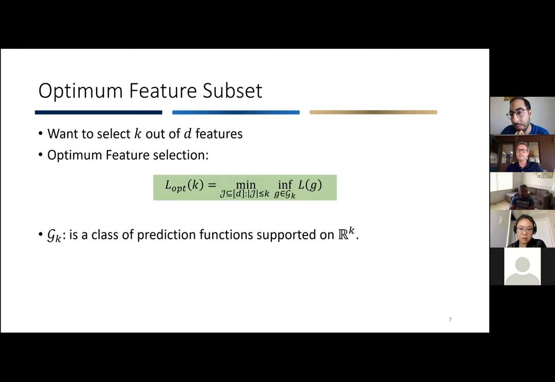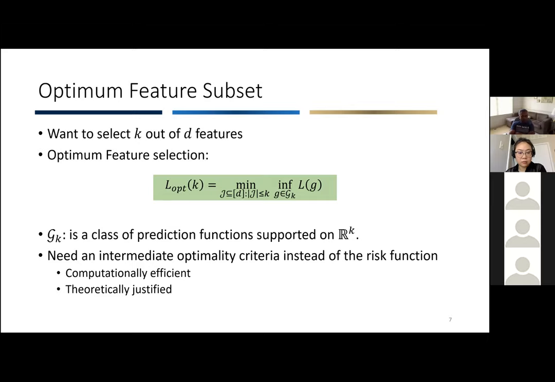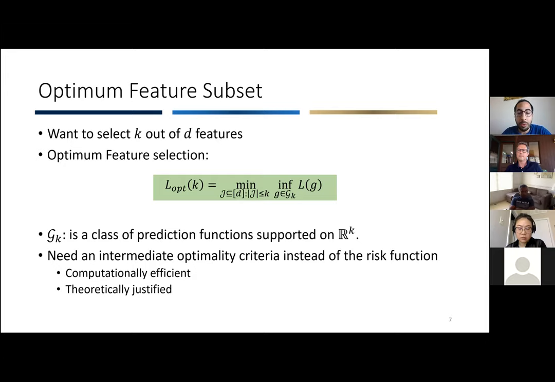Now, with that said, clearly we cannot calculate this optimization problem directly. First, because we don't have access to the statistics of the data, and also because this optimization is very computationally expensive. So we need an intermediate measure to score each feature subset, which is both computationally efficient and theoretically justified.